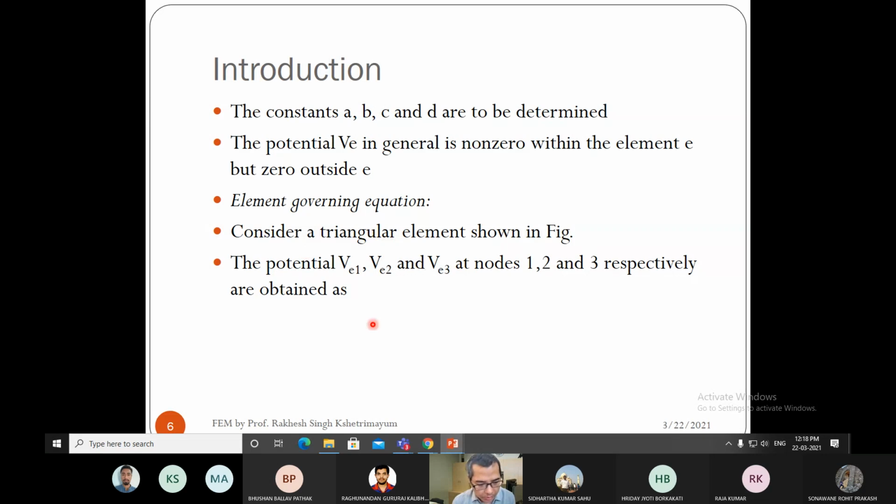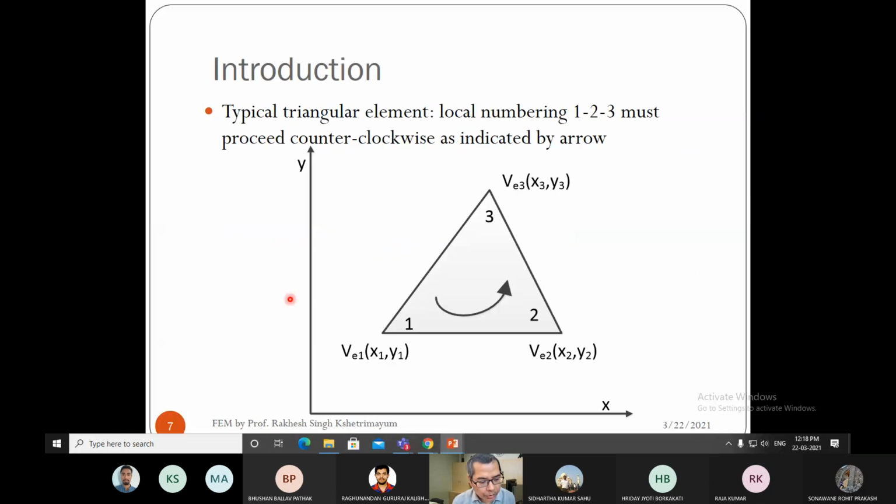So let's say V_e1, V_e2, V_e3 are the voltages at nodes 1, 2, and 3. Usually you number these nodes. A triangular element will have 3 nodes, 1, 2, 3. You usually number them in the anti-clockwise direction. That is because when you number them in the anti-clockwise direction, there will be no negative sign when you find the area. I'll discuss that later on.